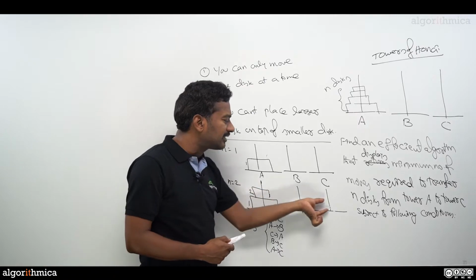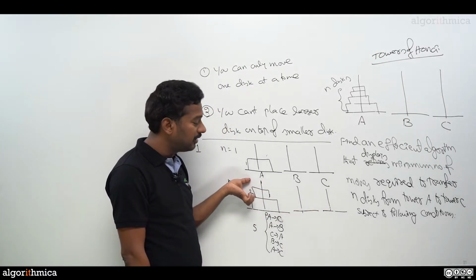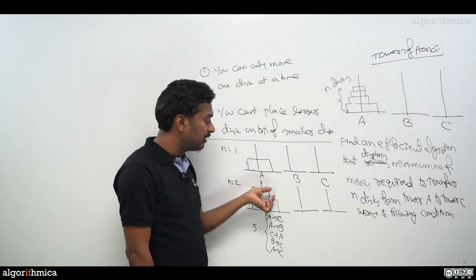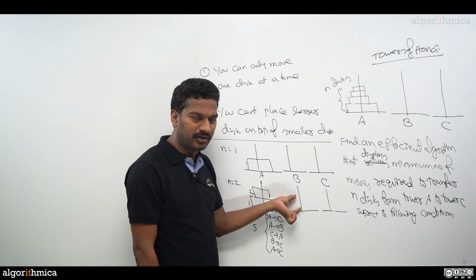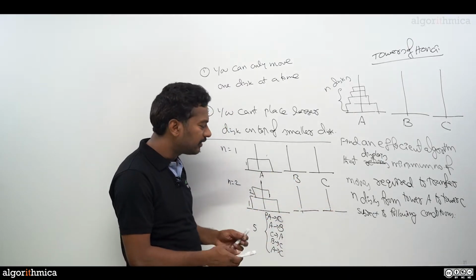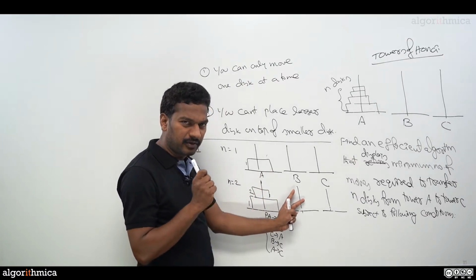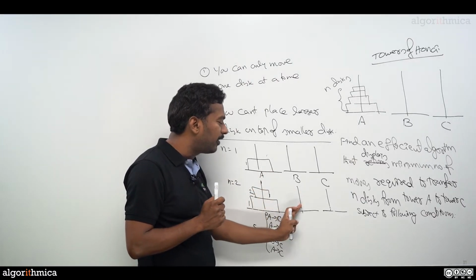Since the target is that the largest has to be on C, your job is to take the remaining n-1 disks to the auxiliary or helper tower so that the largest disk can be taken to C. If I do that, since only one extra disk is available, you keep it on B.